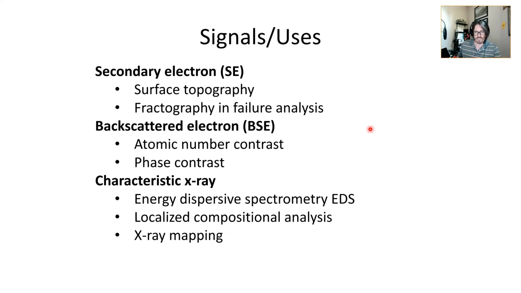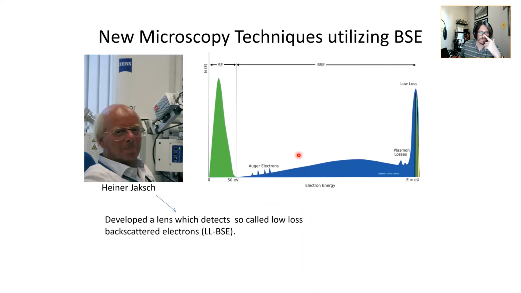But first, I kind of wanted to explore a little bit more about the Zeiss work on low loss backscattered electron analysis, and it's a quasi-new technology. This gentleman, Heiner Jacques, and unfortunately he's passed away. Really smart guy, and I had the pleasure of meeting him. He's probably the closest to meeting someone that could win the Nobel Prize that I'll get to. And so it's pretty interesting. He kind of has a different graph in terms of energy.